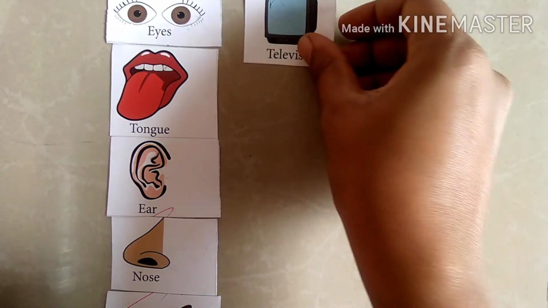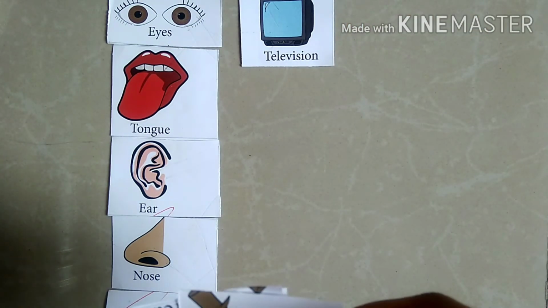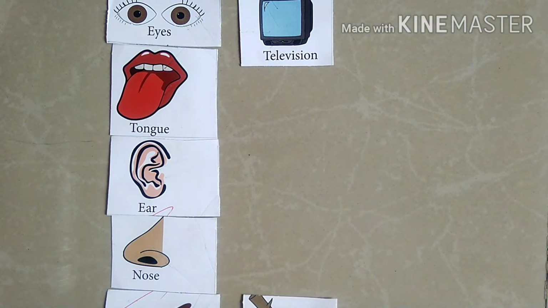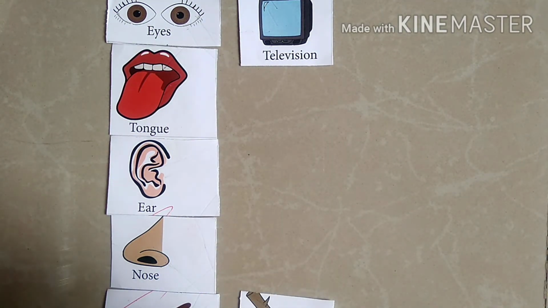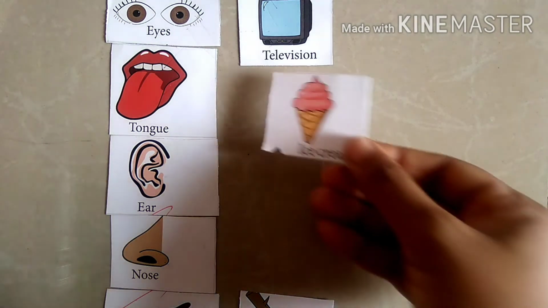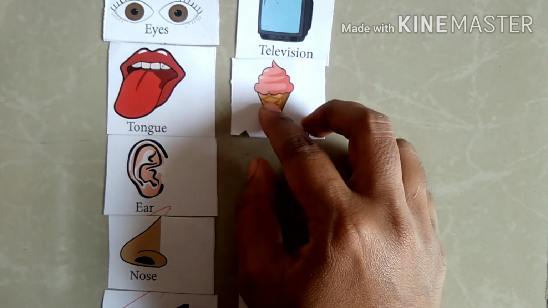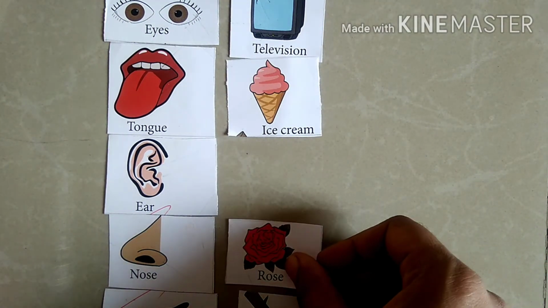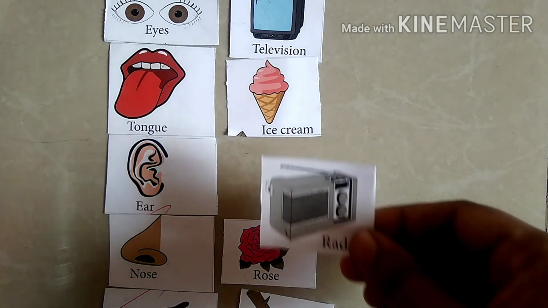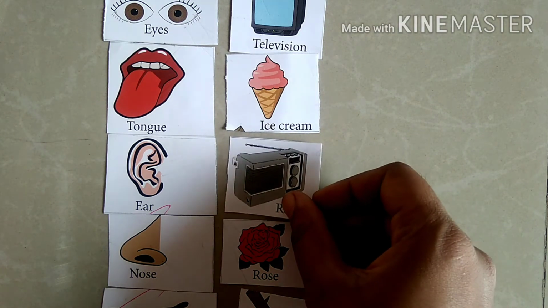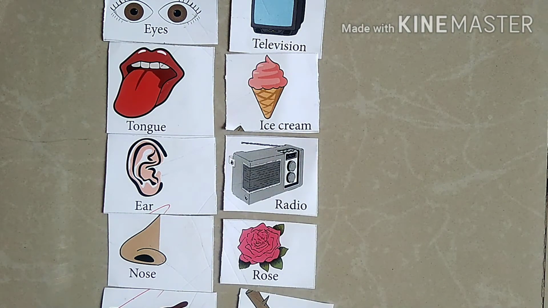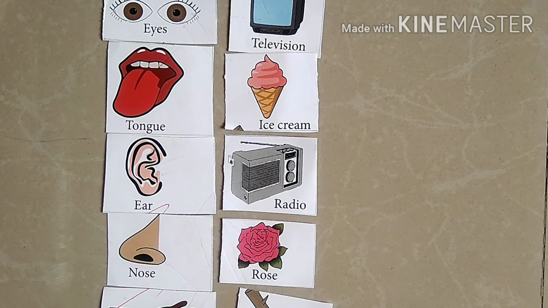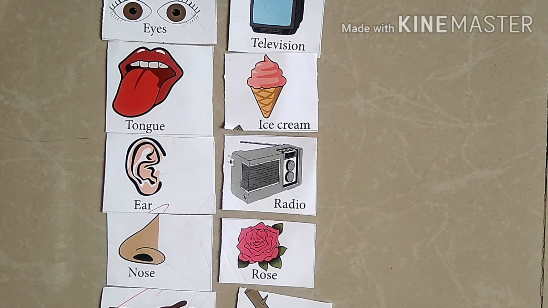So you see a television with your eyes, and the thorn you can feel with your skin, and you can taste the ice cream. You use the tongue. And the rose you can smell, and the ear you use to listen to the radio. So like this you can make the child match accordingly. These are some of the activities which I wanted to share.